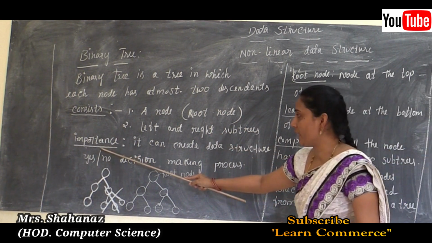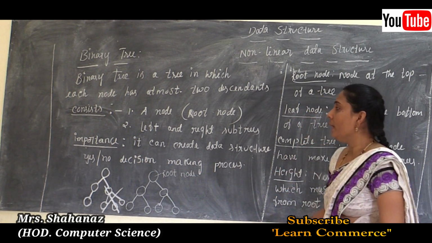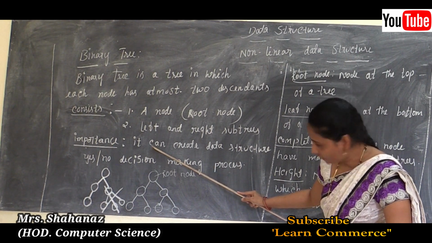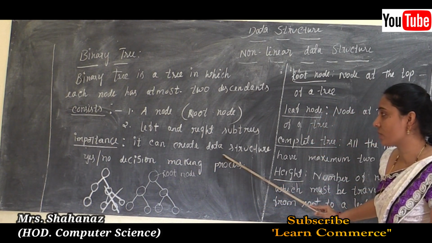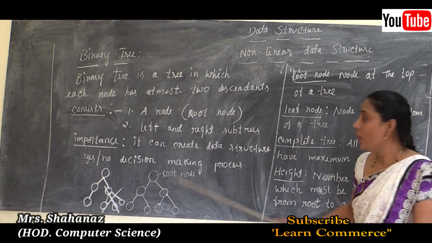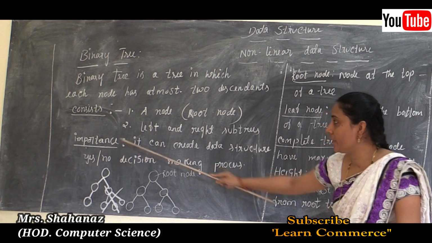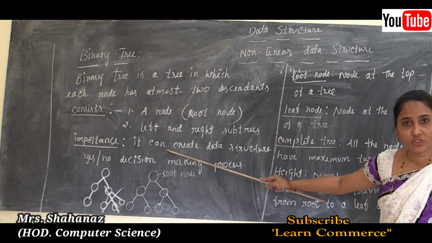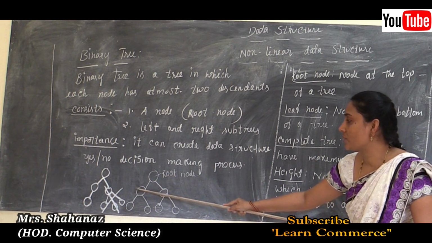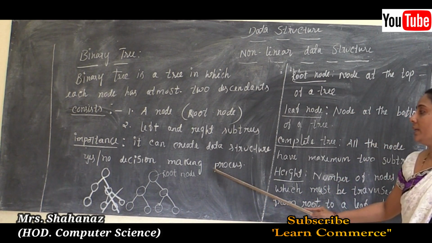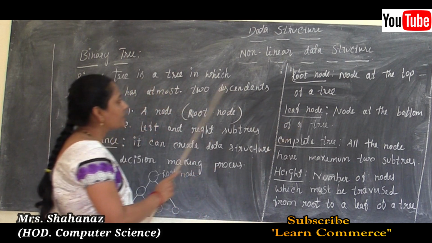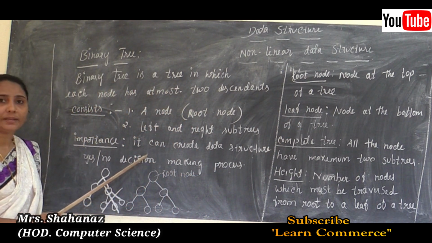Now what's the importance in this case? Well, because we know that the binary tree is a tree and it can create the data structure for a yes or no decision making process. The importance of the binary tree is that it can create the data structure for yes or no decision making. Maybe if anything, yes or no is going to drive the decision making process in this case. And later the next one is some important point in our binary tree.